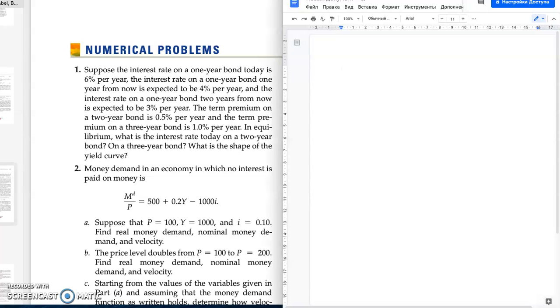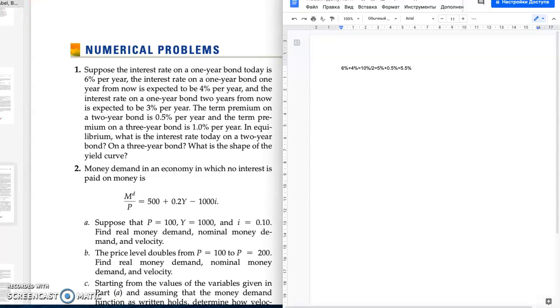For a 2-year bond, according to the expectations theory, the interest rate would be the average of the two 1-year bonds, which is 6% plus 4%. That is 10%, and we divide this by 2 to find the average, which equals 5%. Then adding the risk premium, which is 0.5%, this gives us an interest rate on the 2-year bond of 5.5%.